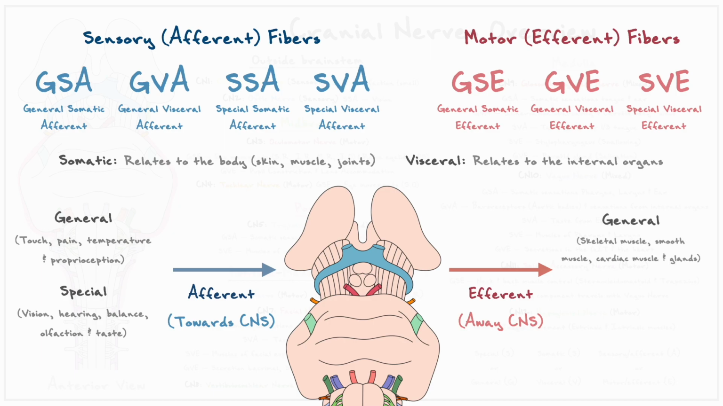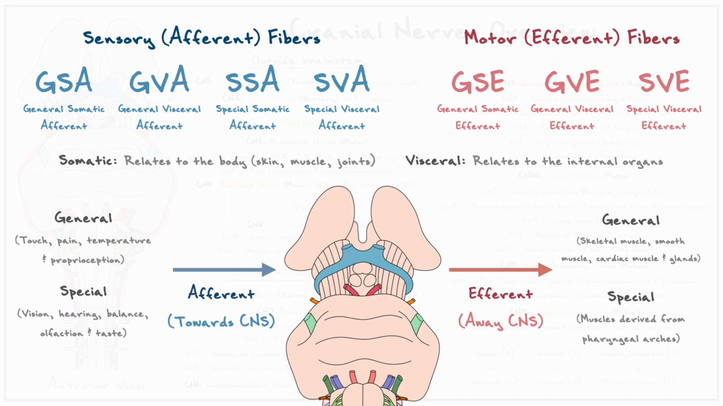In terms of efferent fibers, general efferent fibers send information to skeletal, smooth, and cardiac muscles, as well as glands. Special efferent fibers, on the other hand, activate muscles that are derived from pharyngeal arches, which are basically the muscles that constitute the face, the pharynx, the larynx, and a few other structures in the head.